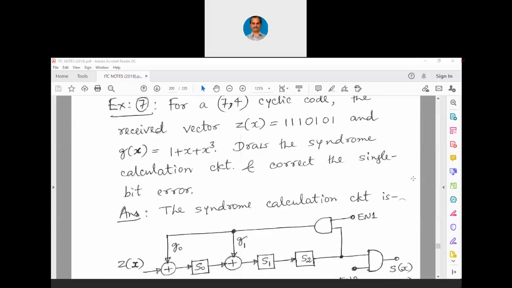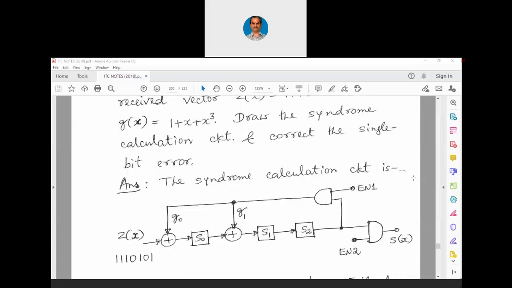Let us see. The syndrome calculation circuit is, now you can see, 1110101. Initially we have an XOR gate, then we have a register. As the generator polynomial is 1 plus x cubed, you have G0, you have G1. As x square is not there, you don't have one more XOR gate here. And lastly, for x cube, there is no need of an XOR gate there, which we have discussed earlier. Now, this is the syndrome calculation circuit with 2 AND gates at the output. Initially, enable 1 is made 1.